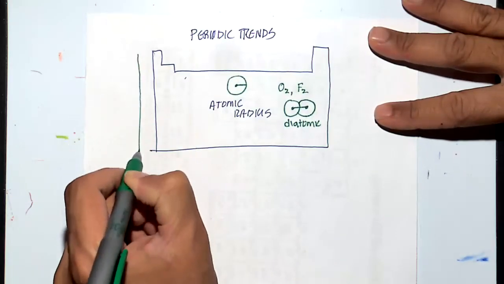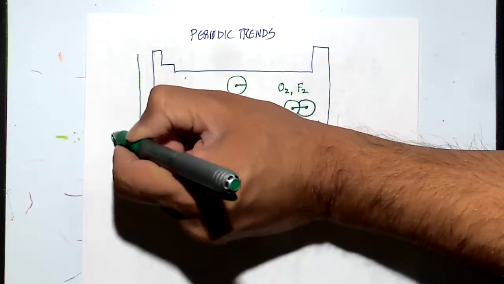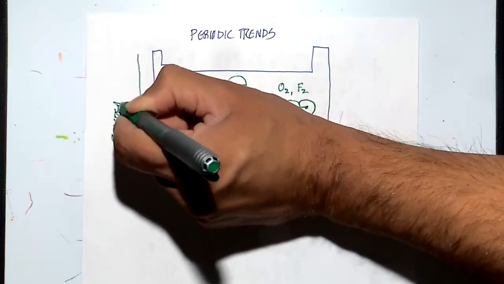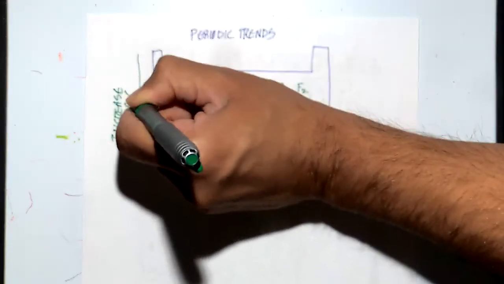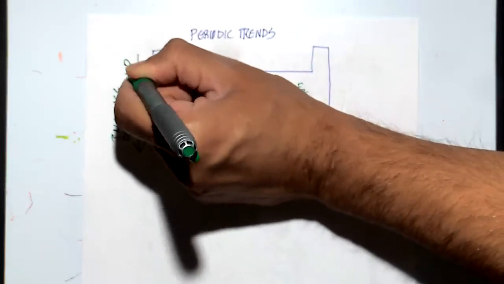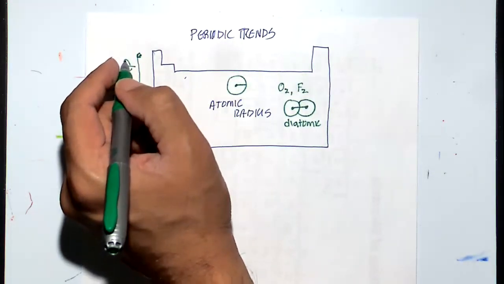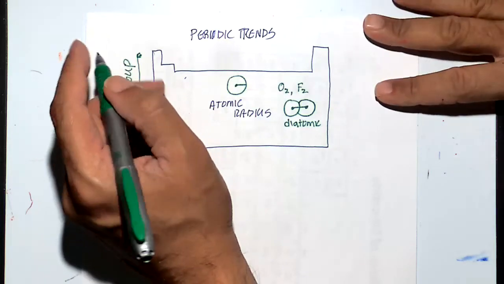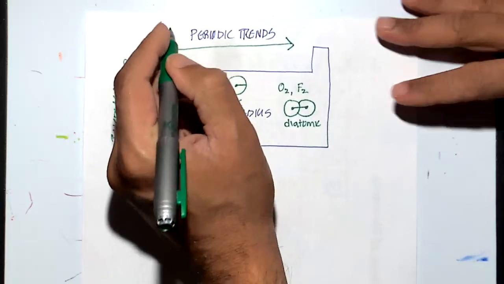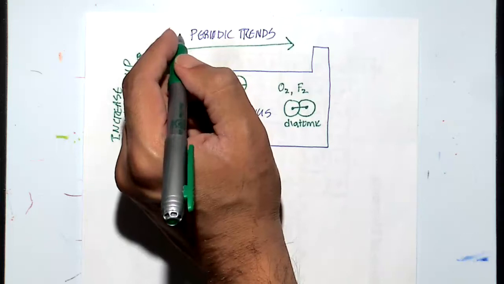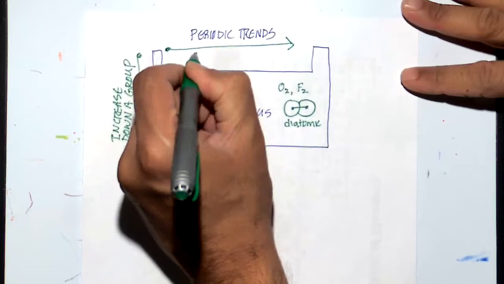Down a group it increases, just like before, so that's fine. Just remember, the atomic radius, or the size, increases down a group. But this is the one you're going to have to memorize because it's off, the only one that's different than all the rest. Instead of increasing across a period, it actually decreases across a period, going left to right. Going right to left it increases, but going left to right it decreases the size of the atom.